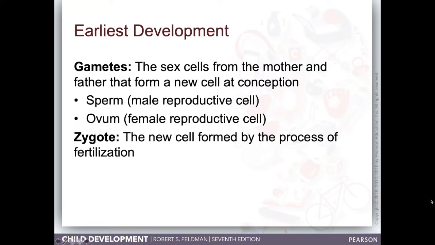As far back as the earliest development goes, you have the gametes, which are the sex cells from the mother and the father that form a new cell at conception.